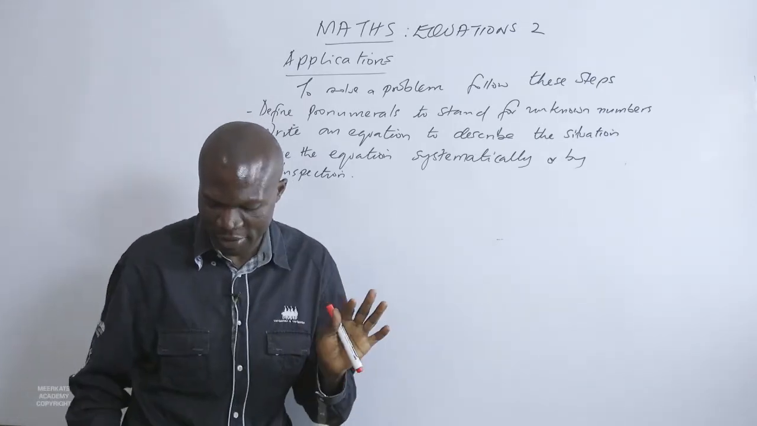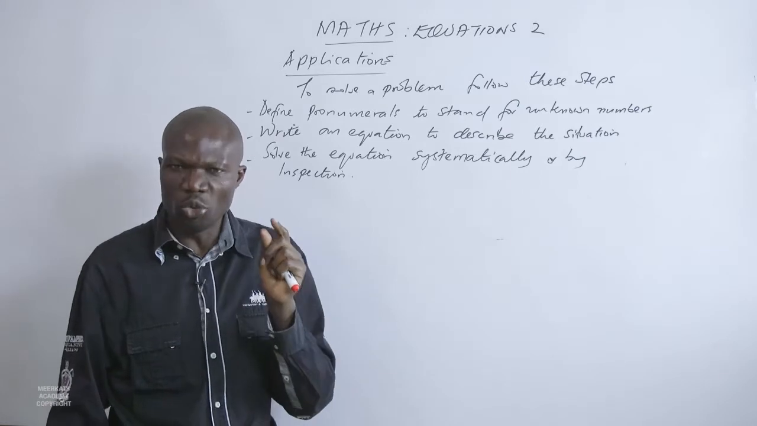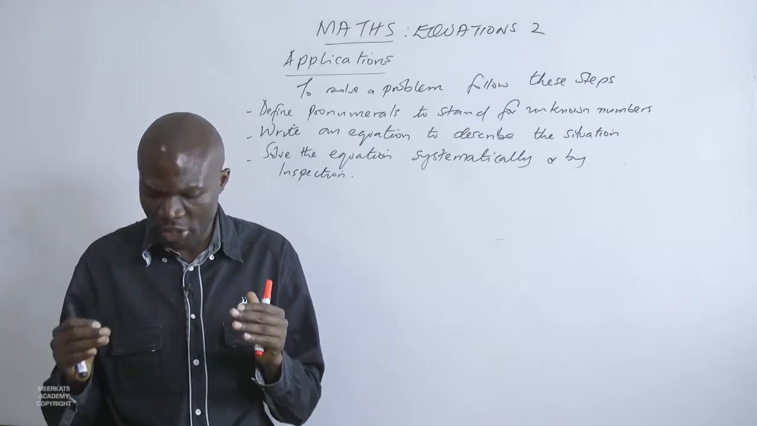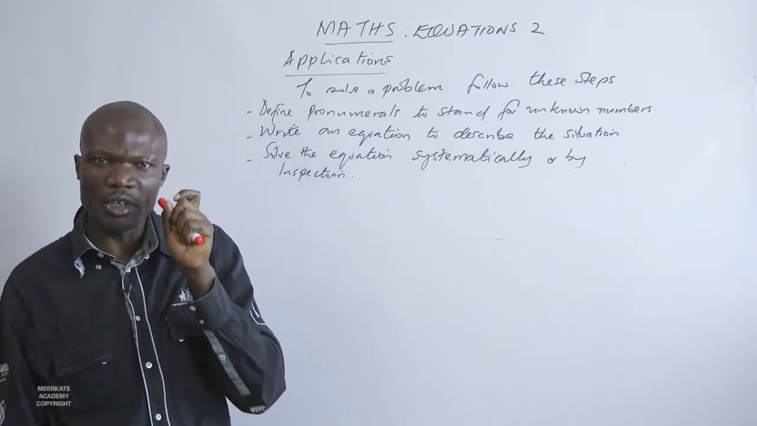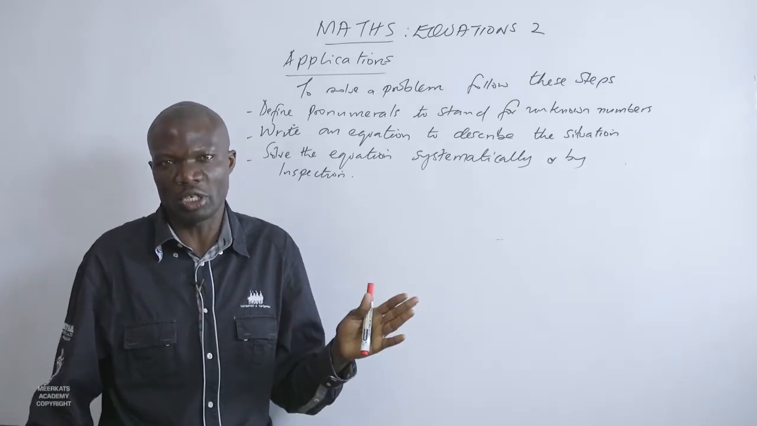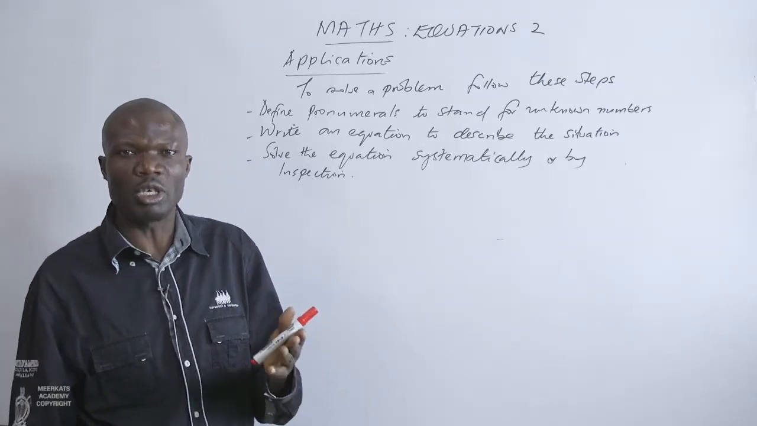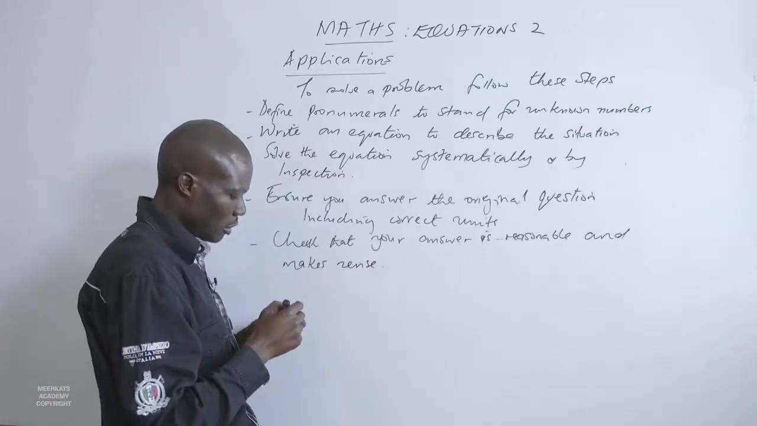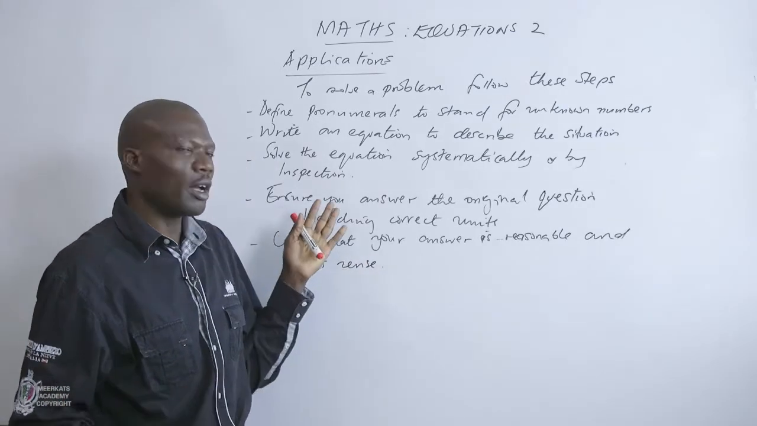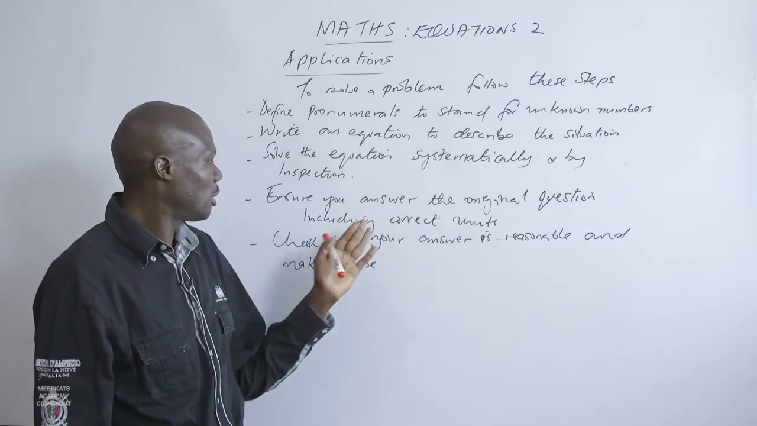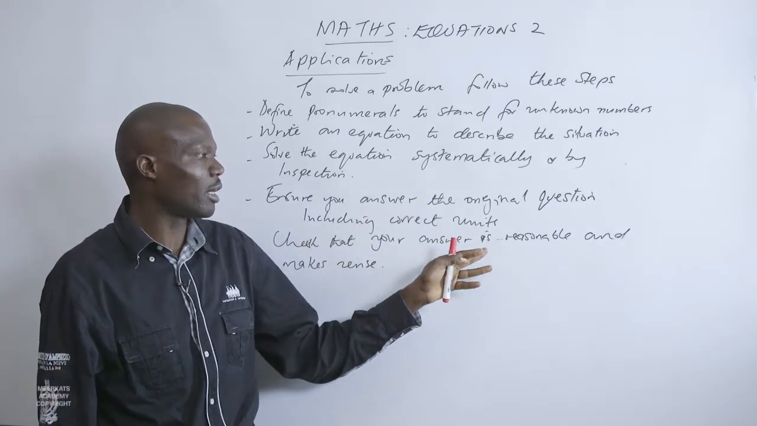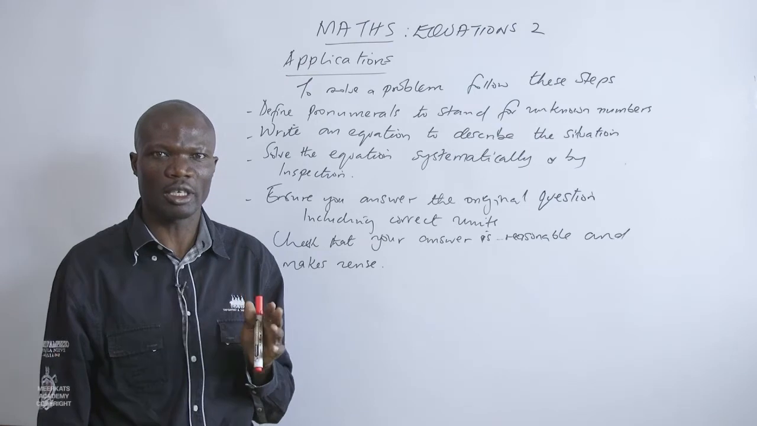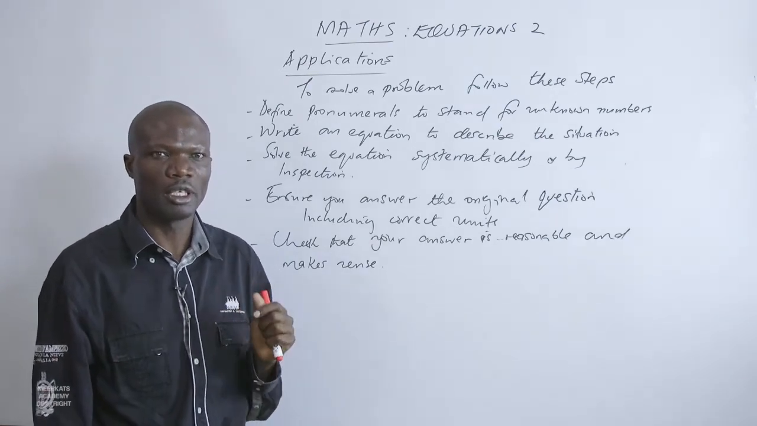So we are saying that you ensure that you answer the original question, including the units that are going to be used. If it is dollars, if it is years, if it is measurements, centimeters and meters, you ensure that you use that. So the fifth step, after answering the original question, is to check that your answer is reasonable and makes sense. You must check that your answer is reasonable and makes sense.